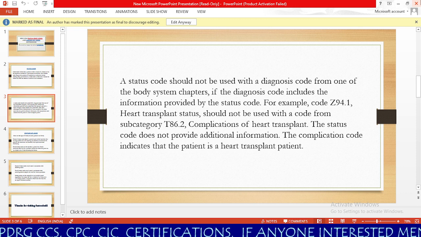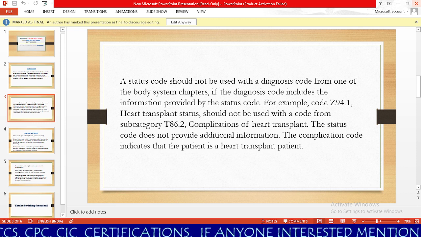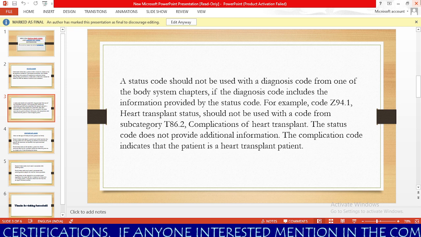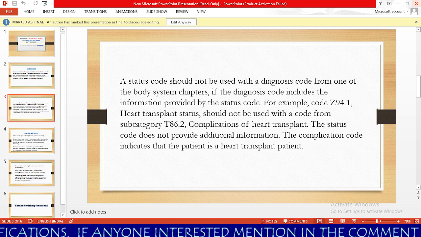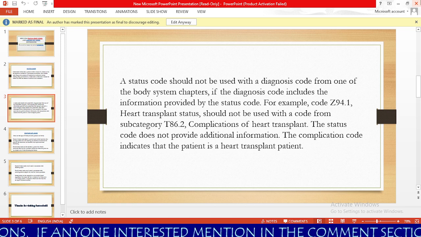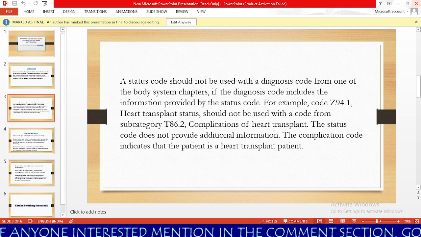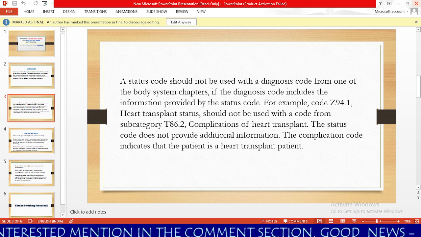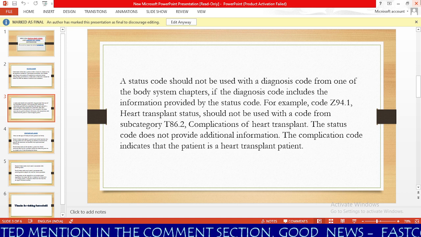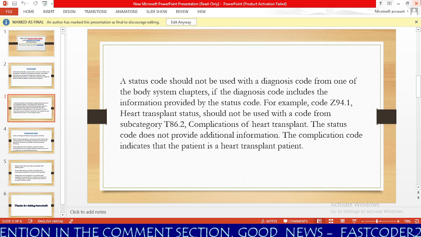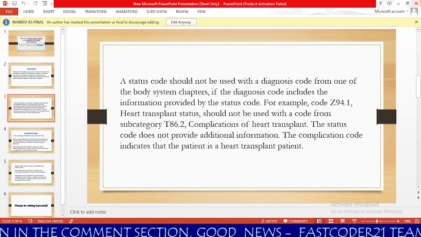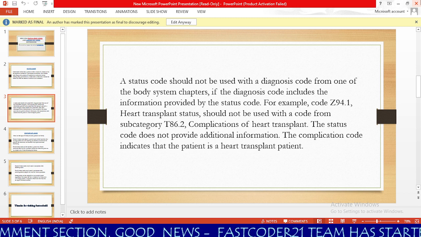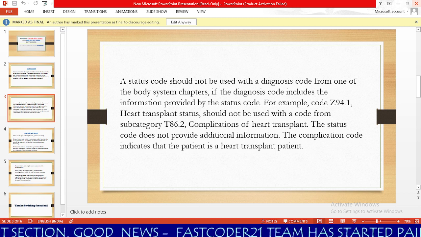So for example, heart transplant status, we will code Z94 series, and Z95 series is for presence of cardiac and vascular implants and grafts like coronary artery stents. Z96 is for presence of other functional implants. Z97 is for presence of other devices, Z98 other post-procedural status, and Z99 dependence on enabling machines and devices. So generally we will use Z99 series for CPAP.